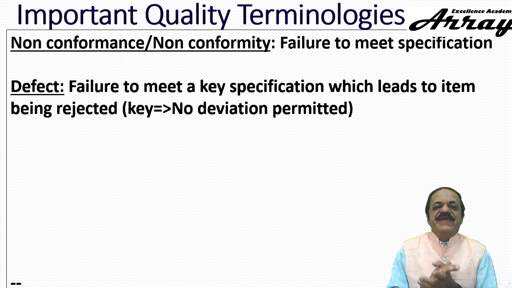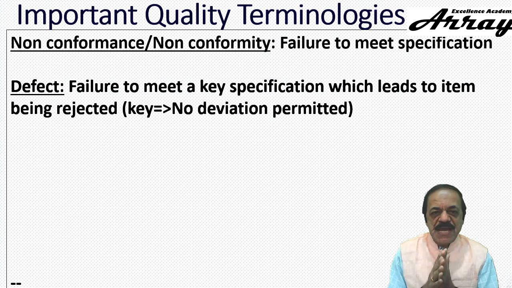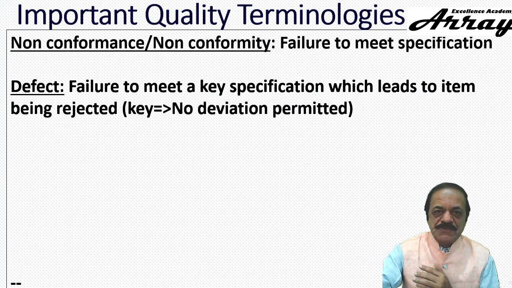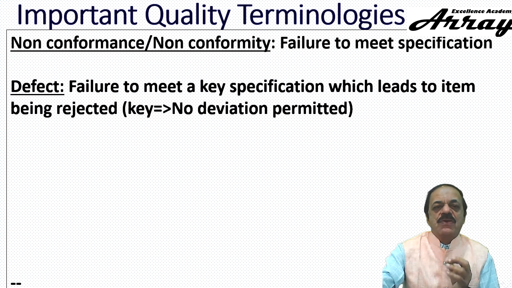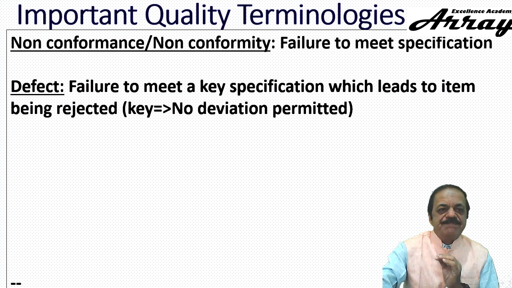In case of a defect, no deviation permitted. You have to go for rework and make the parameter meet the specification, or you may have to scrap the item if it is not possible. So we understood the difference between non-conformance and defect, and also that non-conformance and non-conformity are one and the same.